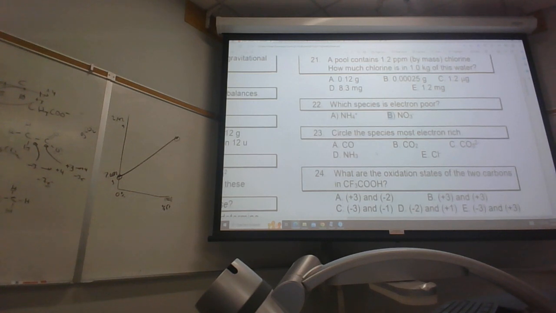So B is electron poor. A is electron rich. A can burn. So if you have ammonium chloride, it would burn. It would form oxides of nitrogen, which you wouldn't want to breathe in, but you could burn it in the hood.